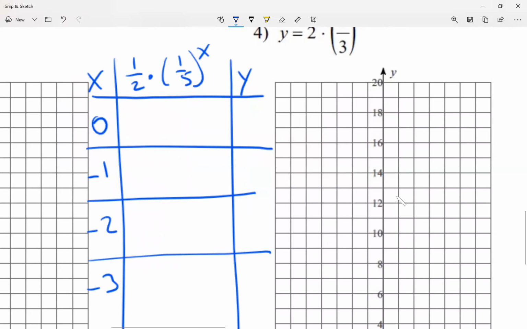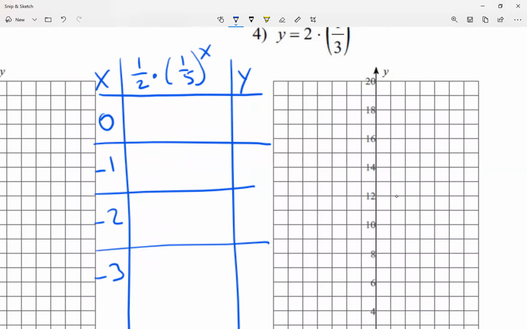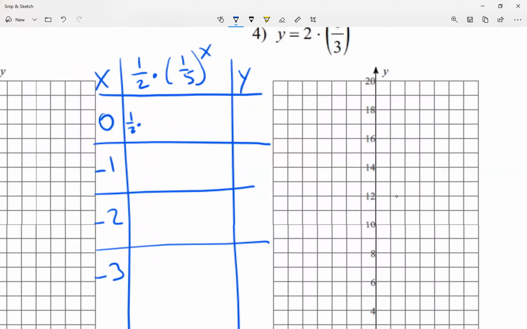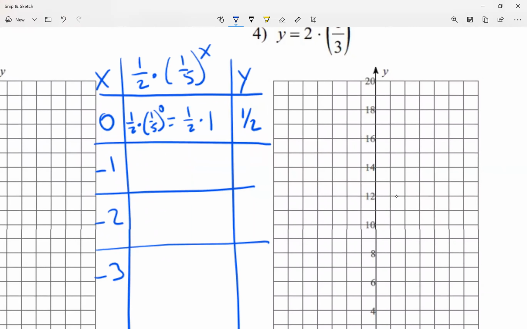All right. Now if x equals 0, so I'm going to have 1/2 times (1/5) to the 0. That's basically 1/2 times 1, because anything to the 0, so (1/5) to the 0, that's 1. Now 1/2 times 1, that's just 1/2. Now what if x equals -1?